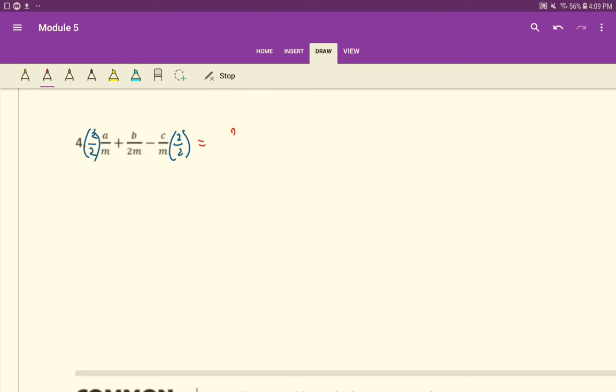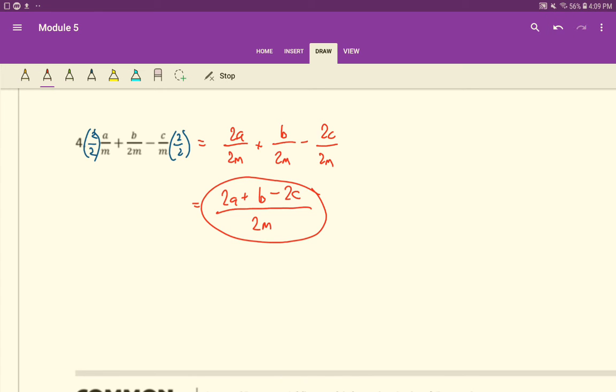Okay, so we'll get 2a over 2m plus b over 2m minus 2c over 2m. Okay, now we have that common denominator for all three terms there, so we can just combine our numerator. Now again, none of these are like, so we're just going to have 2a plus b minus 2c, like this, all over 2m. Since these are all different variables, they can't be combined together. So this is the best we can do.